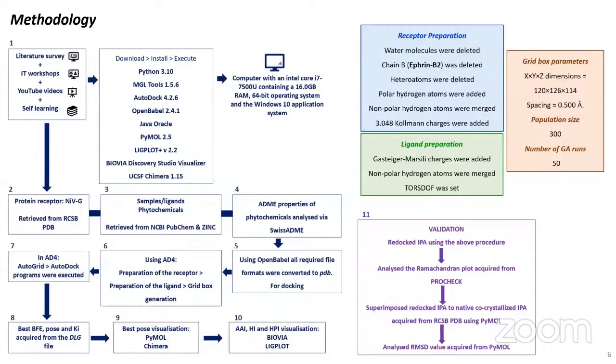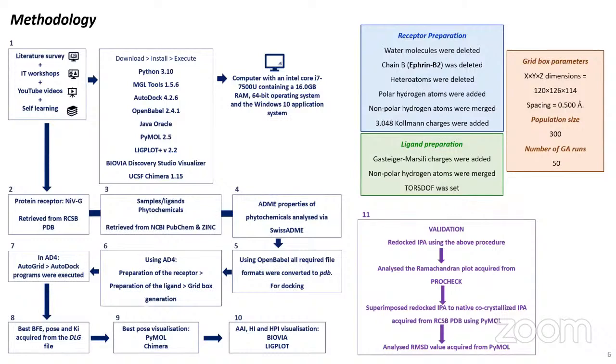Post this, the grid box was generated to comprise the entire receptor, as the blind docking procedure was utilized in the study, and the population size at 300 and GA runs at 50 were set, followed by the execution of the AutoGrid and AutoDock programs consecutively.